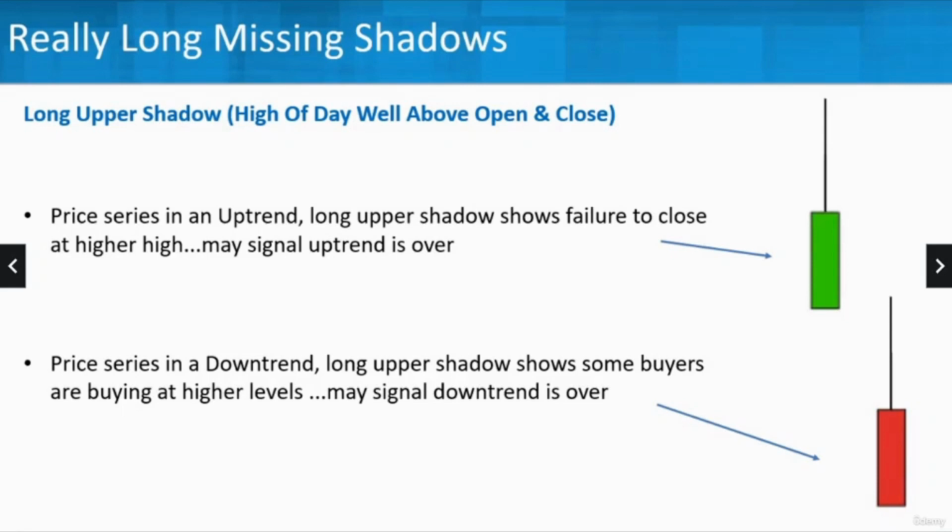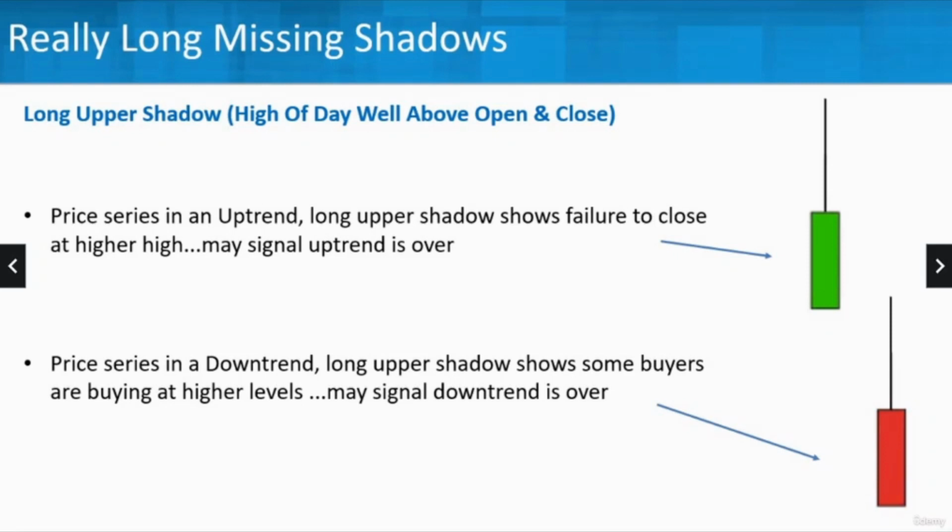But we know that we tried to drive that price up real high, to an even higher high, but we didn't get there. So when you have a shaven bottom and a long upper shadow in an uptrend, that uptrend might be over. And then really just the opposite in a downtrend, right? The long upper shadow shows buyers are willing to buy at higher levels, and it may signal that the downtrend is over as well.